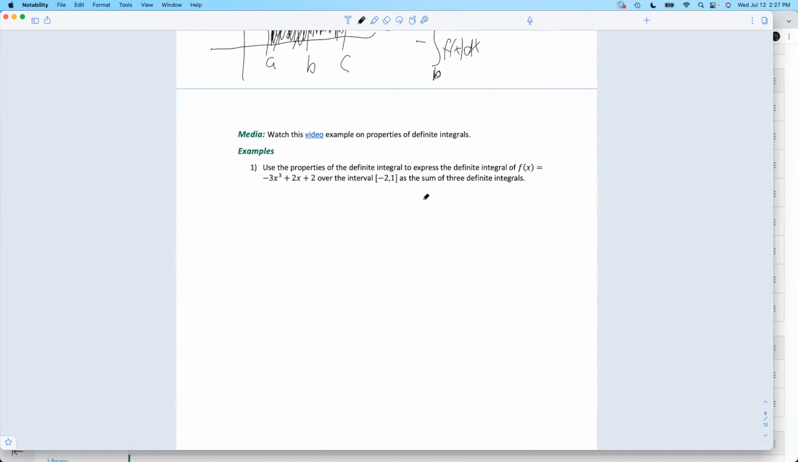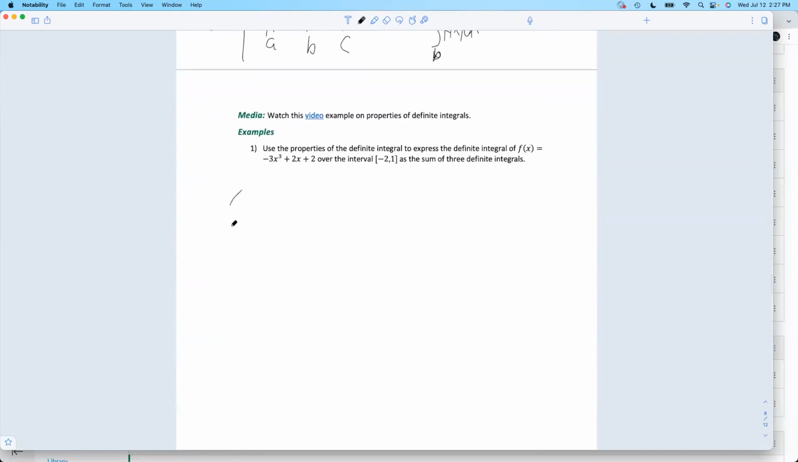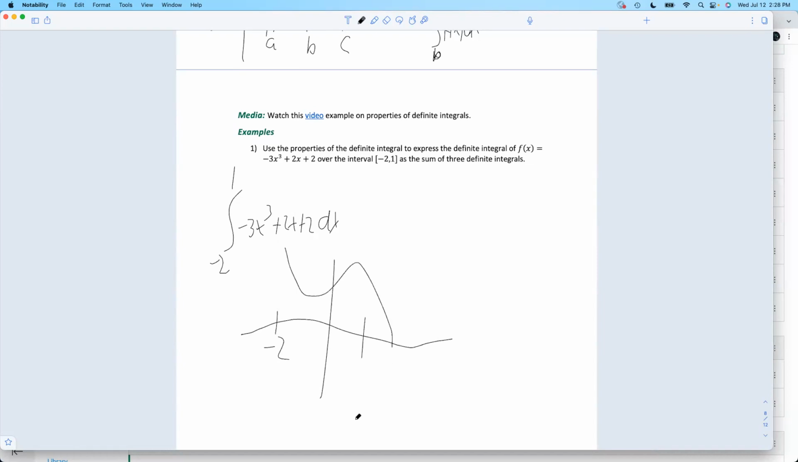So this question says, we want to write the integral from -2 to 1 of -3x cubed plus 2x plus 2 dx as a sum of 3 integrals. There are literally an infinite number of ways I could do this. So I've got my interval, -2 to 1. I've got some function, it's some cubic. Maybe it looks like that, don't really care. This question is just saying, find some way to split it up into 3 regions.